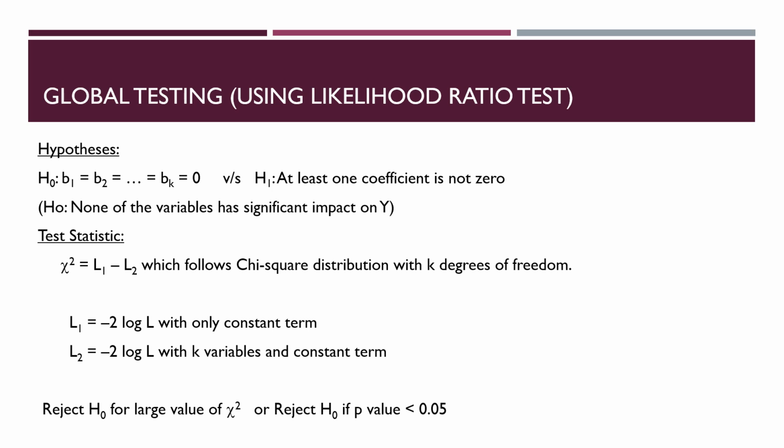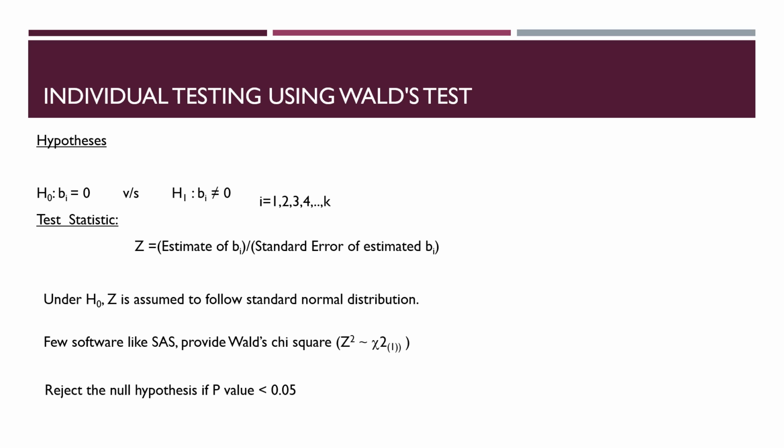When we perform this global testing using R, we get a p-value, and the decision criterion is to reject the null hypothesis if the p-value is less than 0.05, which is the level of significance. Similarly, we test k pairs of hypotheses for testing the significance of each of the k predictors. The decision criterion is to reject the null hypothesis if the p-value is less than 0.05, which is the level of significance.